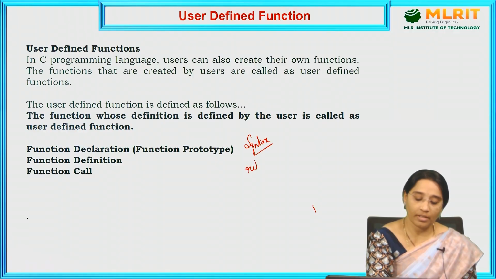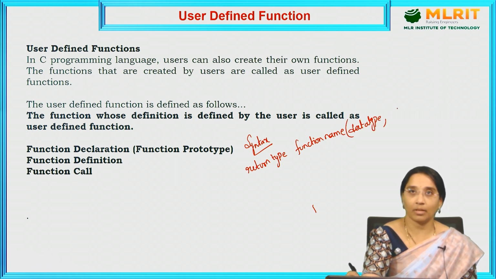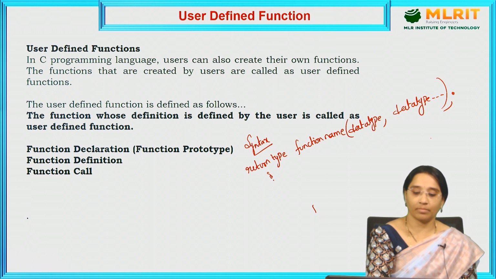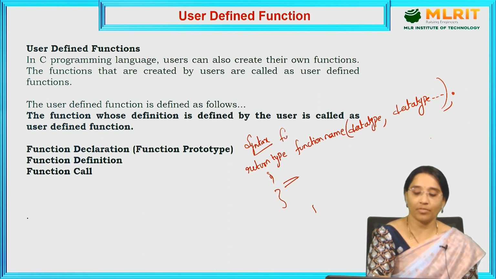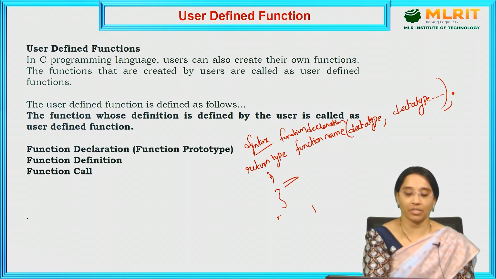Syntax of function declaration: return type, function name, data type, comma, data type, and so on, semicolon. This is the syntax for function declaration. So this function declaration is written above the main function.